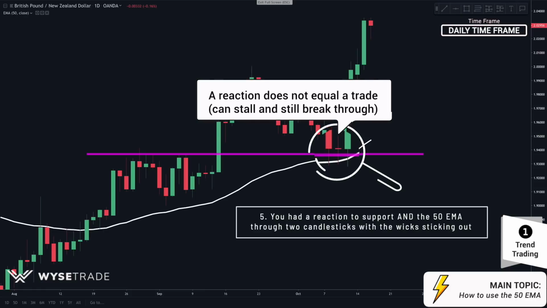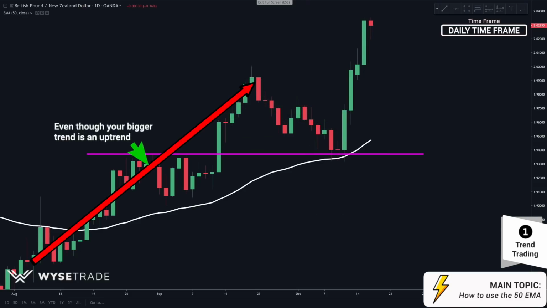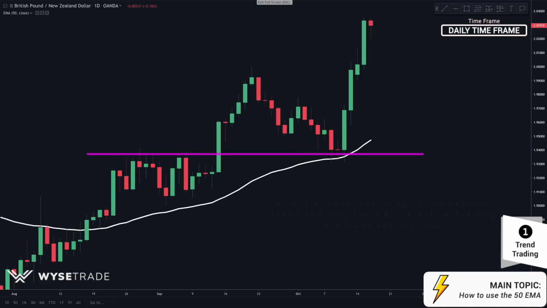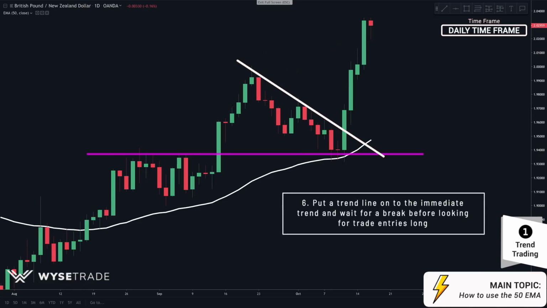As a reminder, even though your big picture trend is an uptrend, your short-term trend is a downtrend and can continue on. So you need confirmation that the short-term downtrend is over. So just like in our previous video, what you do is you put a trend line on top of this moving downtrend and wait for a break through the trend line. And once you have that break, you start looking for long entries.